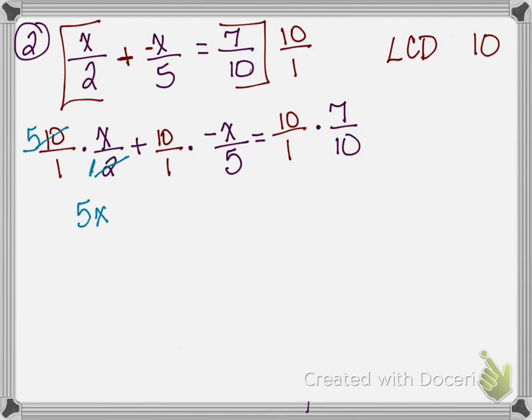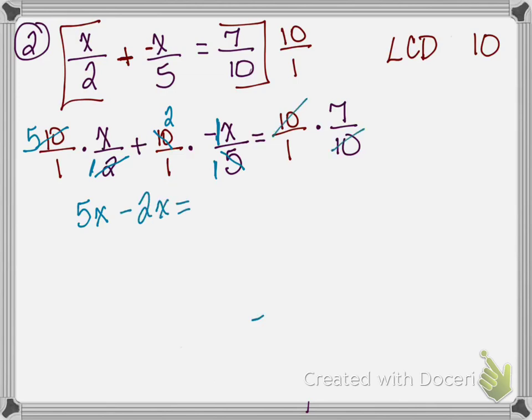Okay? Now I'm looking at my 10 and my 5. 5 goes into both of those. 5 goes into 5 one time. 5 goes into 10 2 times. Now I am left with 2 times negative 1x. What is 2 times negative 1x? Negative 2x. Good. So I'm going to get minus 2x.